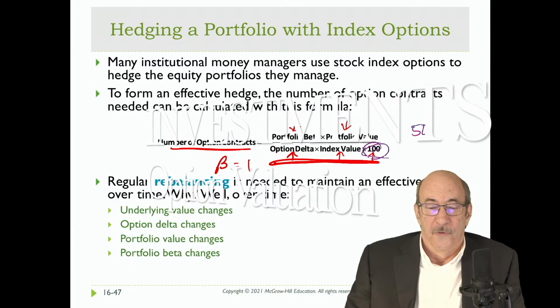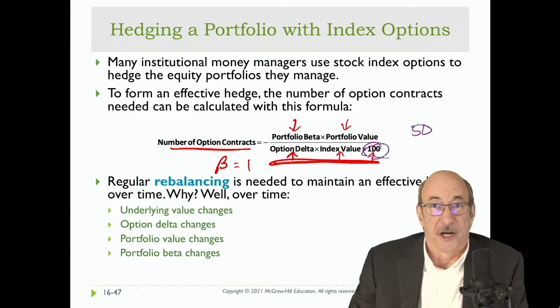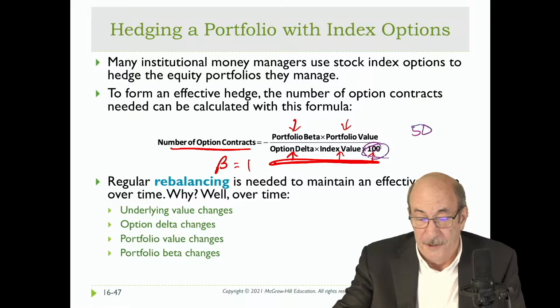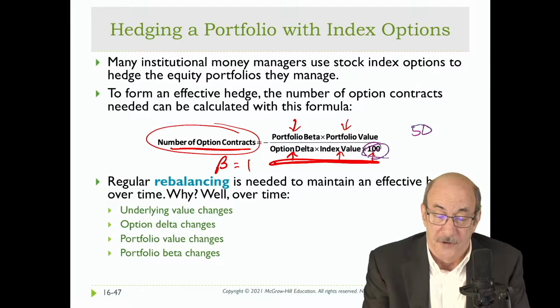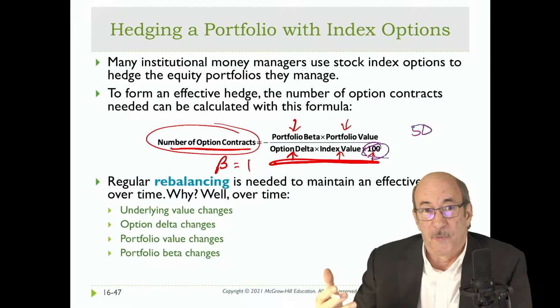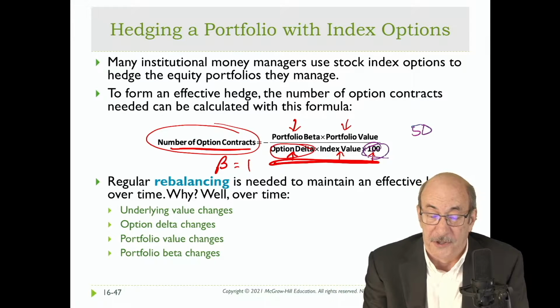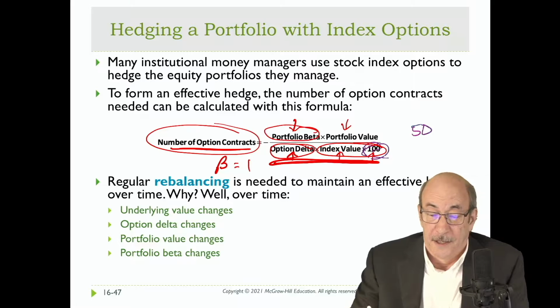All right, so where we stopped on Tuesday was talking about hedging an entire portfolio with derivatives, with options in particular. So this example that we're looking at here, the number of contracts that we needed to hedge a portfolio was related to not only the option delta and the value of the index, but also the portfolio beta and the value of the portfolio.